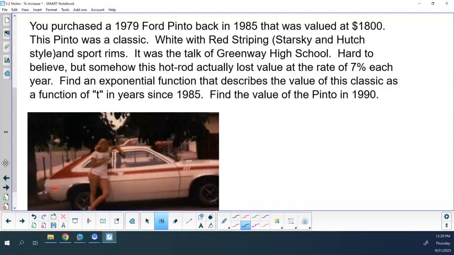You find me the exponential function. 1, you're finding me the exponential function that describes the value of this classic car. 2, you're finding me this hot rod's value in the year 1990. Go.